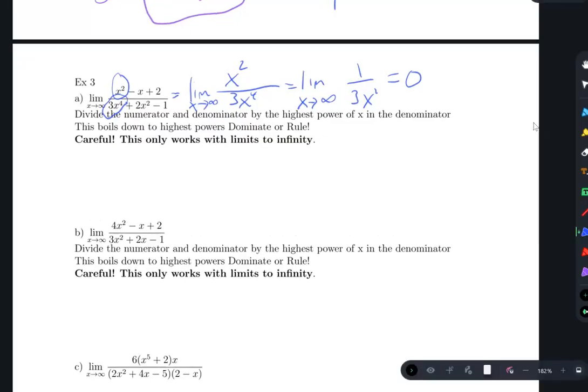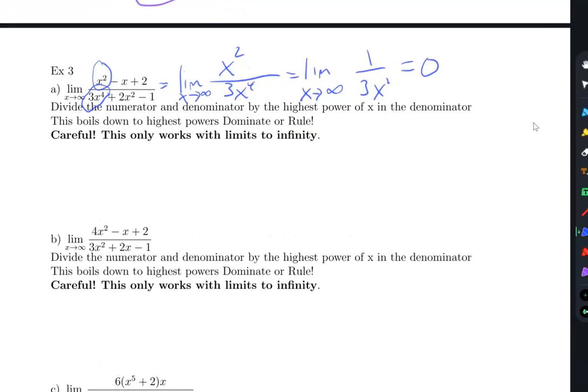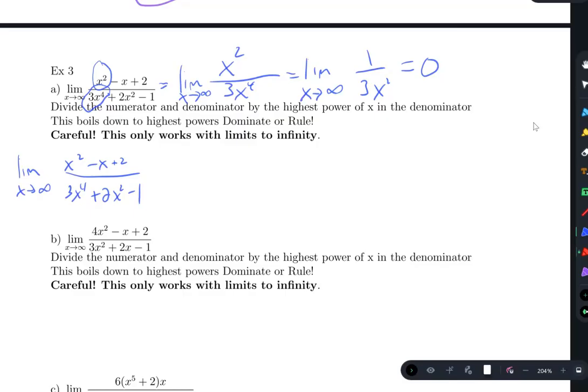So let me show you another way. I don't think you'll prefer it, but just so you see it. So one method says to, let me write the problem down again. 3x to the 4th, 2x squared minus 1. The method says to multiply numerator and denominator by 1 over the highest power of x. So that would be 1 over x to the 4th.